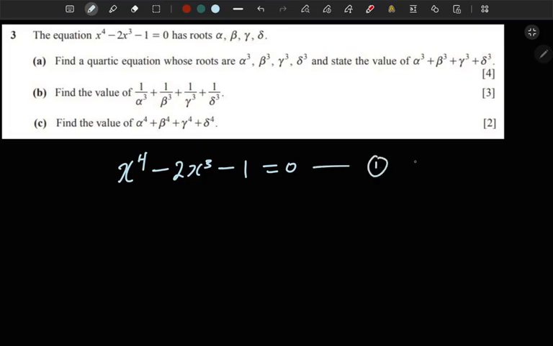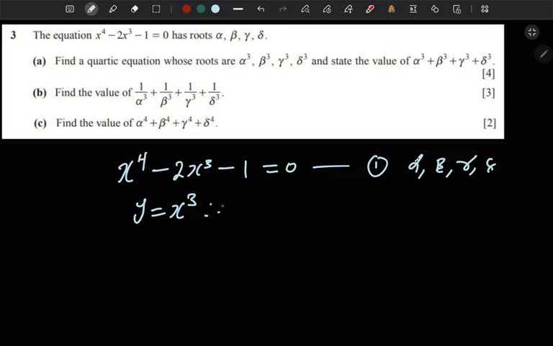Don't forget the roots of this equation are alpha, beta, gamma, and delta. These are the roots of equation 1. Now the roots of the new equation we are trying to find are alpha cubed, beta cubed, gamma cubed, and delta cubed, which means we can represent that as y equals x cubed. So the new equation will be in terms of y. For that to happen, we need to eliminate x in equation 1.